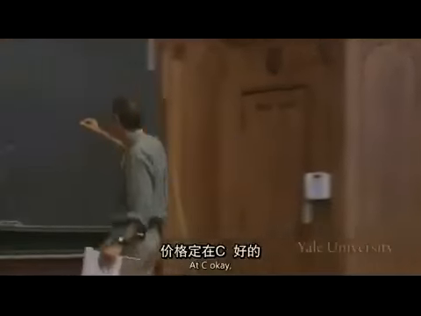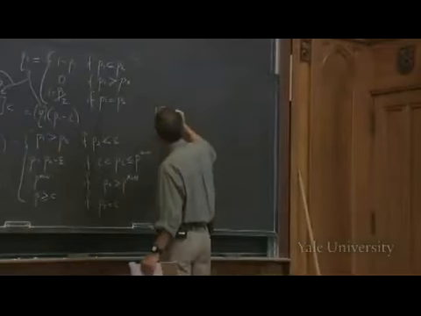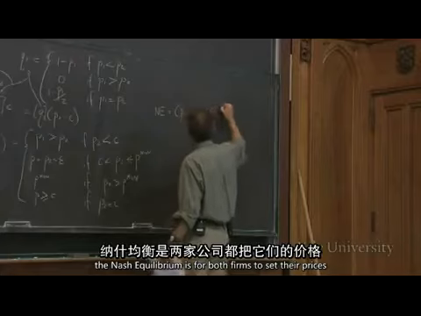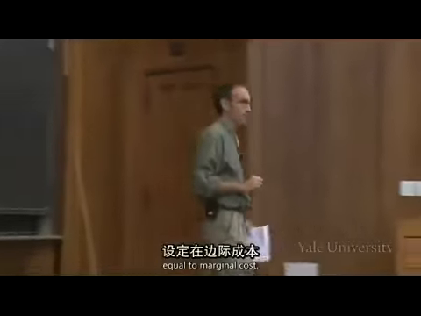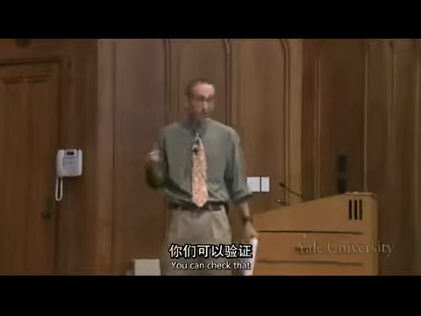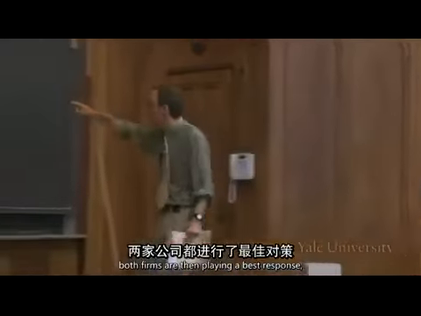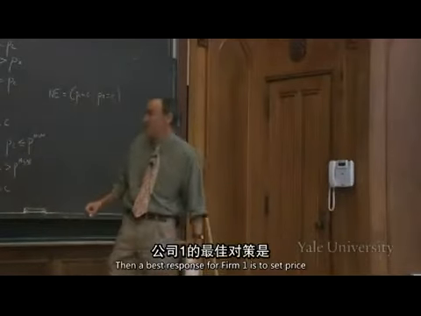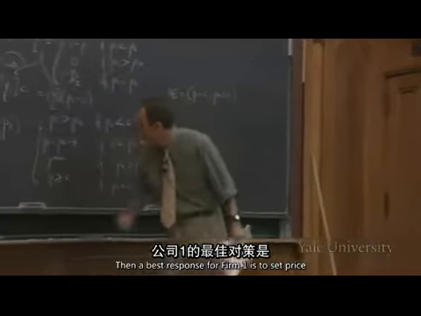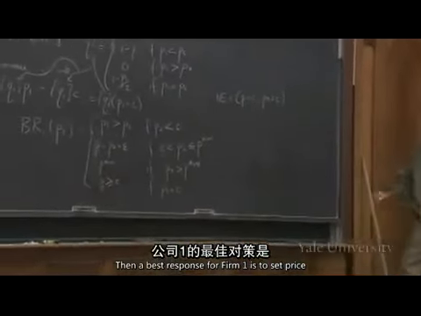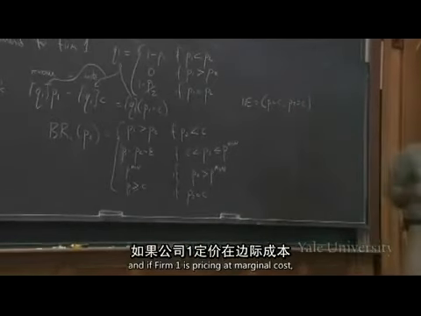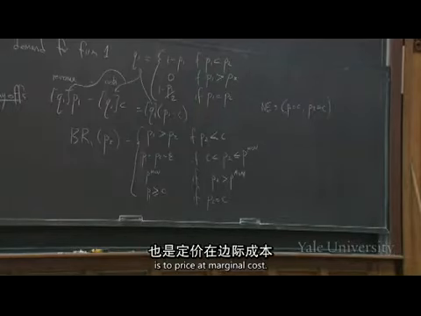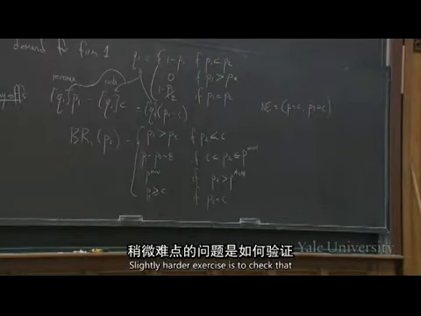So the Nash equilibrium here is for both firms to set their prices equal to marginal cost. And you can check that both firms are then playing a best response. If firm 2 is charging C, then a best response for firm 1 is to set price equal to marginal cost. And if firm 1 is pricing at marginal cost, then conversely, a best response for firm 2 is to price at marginal cost. Right? A slightly harder exercise is to check that nothing else is in Nash equilibrium.